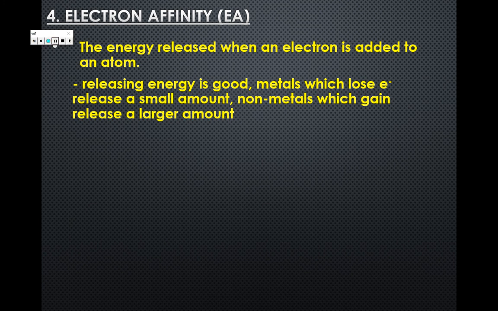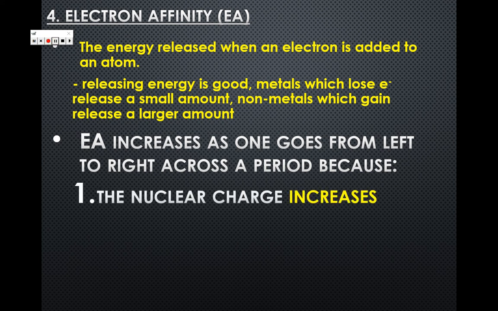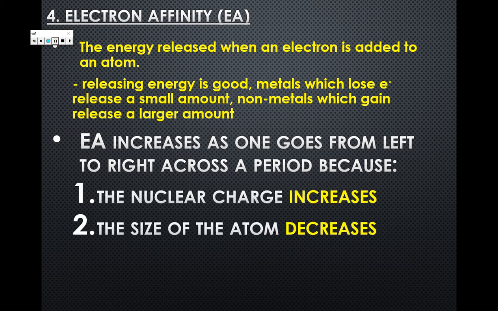So the trend is similar to ionization energy, but the definition is different. One is energy required, the other one is energy released. So when you go across, the electron affinity increases because you have smaller atoms. Nuclear charge increases. The size is smaller, making it more attracted. Still, same field.